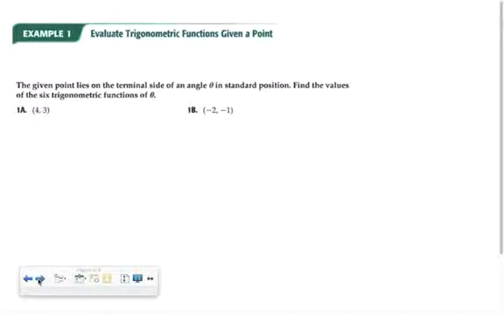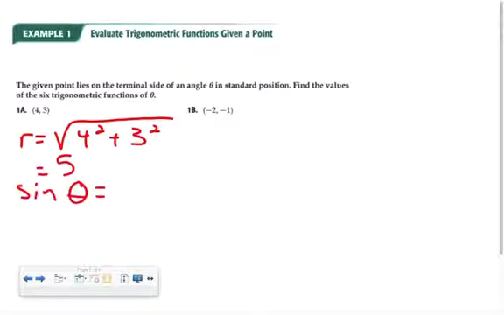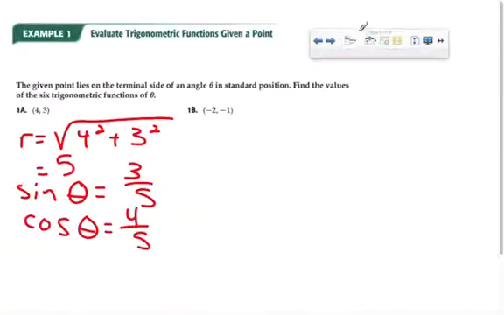So if I'm trying to find the 6 trig functions of the angle formed by the initial side and a terminal side at 4, 3, I have to find the hypotenuse of the triangle. So my r is the square root of 4 squared plus 3 squared. And when you work that out, that's 16 plus 9, which is 25. And the square root of 25 is 5. So sine of theta is y over r, so that's 3 over 5. Cosine of theta is x over r, which is 4/5. Tangent of theta is y over x, which is 3/4.